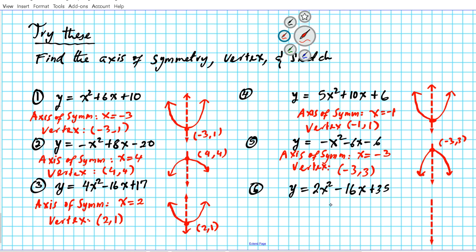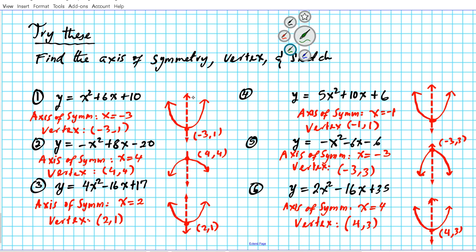Number 6. So for number 6, let's say your axis of symmetry is x equals 4, and your vertex is... no, the vertex is (4, 3). In this particular case, it is a happy situation. The parabola opens upwards, so the vertex, let's put it down here, (4, 3), and it opens up like that. And this is your vertex, which is (4, 3).